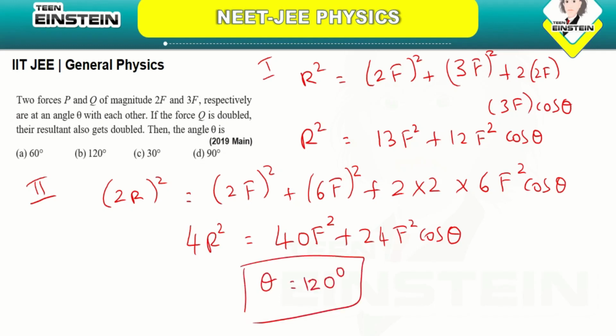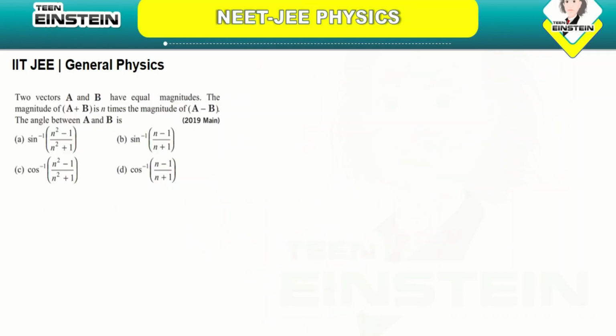Okay. So you are just going to solve these two equations, and when you solve them you will get the theta value as 120 degrees. So it's just a mathematical solution. You finally get the cos theta value equal to some value, and you take the cos inverse of that, and you will get the theta value as 120 degrees. Okay, let us now move on to the next question.